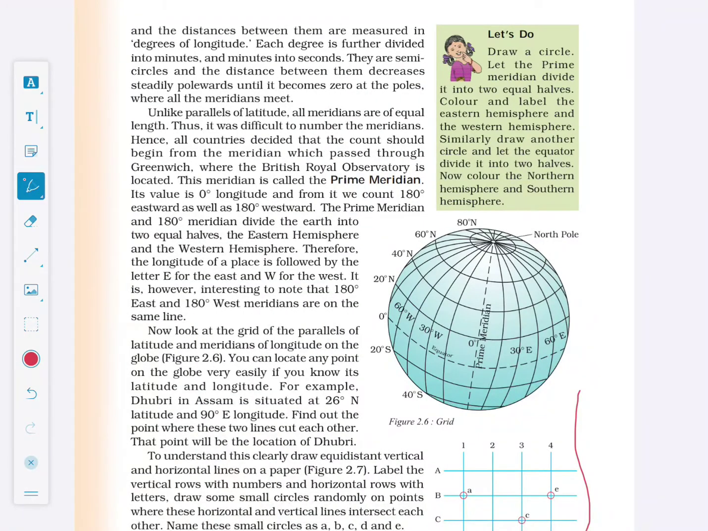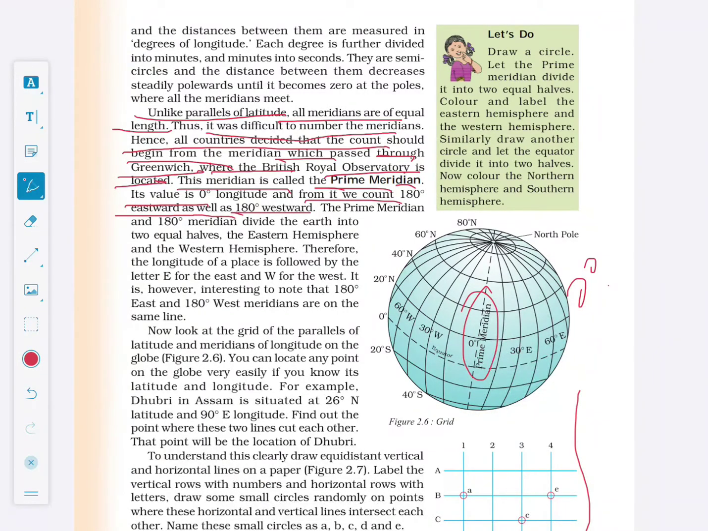Coming further, unlike parallels of latitude, all meridians are of equal length. Thus, it was difficult to number the meridians. Hence, all countries decided that the count should begin from the meridian which passed through Greenwich, where the British Royal Observatory is located. This meridian is called the prime meridian. Its value is 0 degree longitude, and from it we count 180 degrees eastward as well as 180 degrees westward.